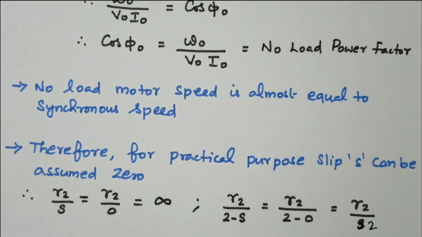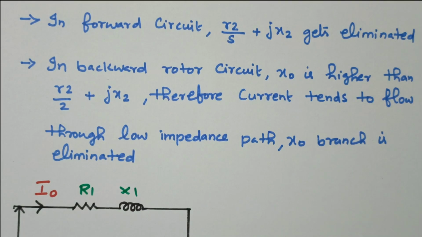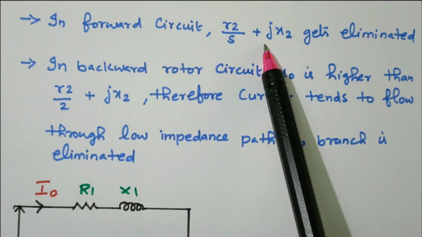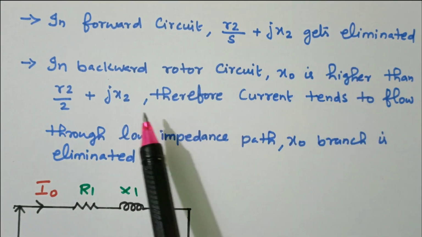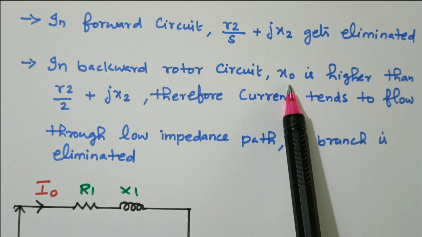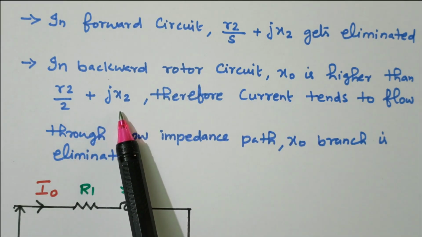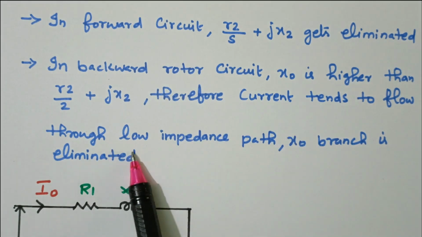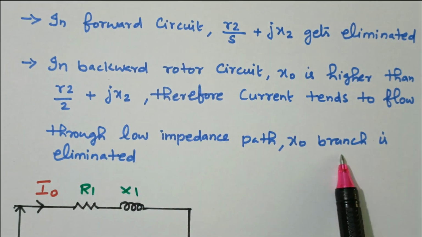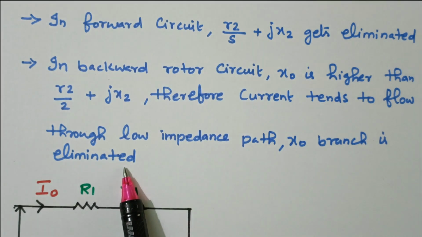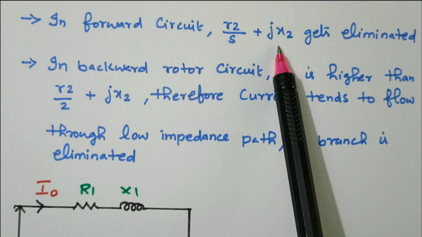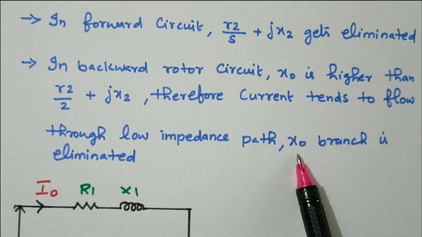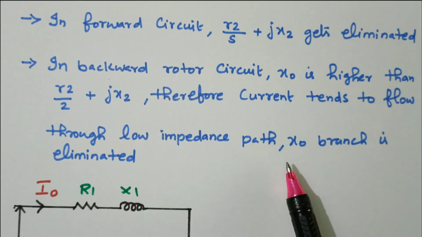Now we'll go for the further detail. In the forward circuit, R2 by S plus jX2 gets eliminated because it is infinite. In the backward circuit, X0 is higher than R2 divided by 2 plus jX2. Therefore, current tends to flow through the low impedance path, so the X0 branch is eliminated. So in the forward path, R2 by S plus jX2 is eliminated. In the backward path, X0 is eliminated, based on the conditions we discussed: R2 by 2 and infinite.